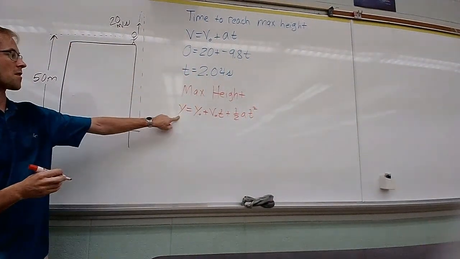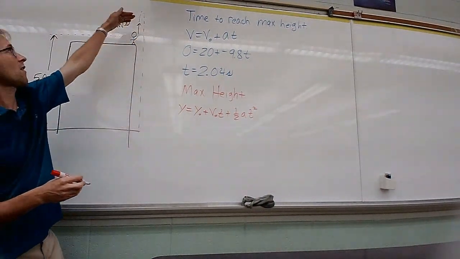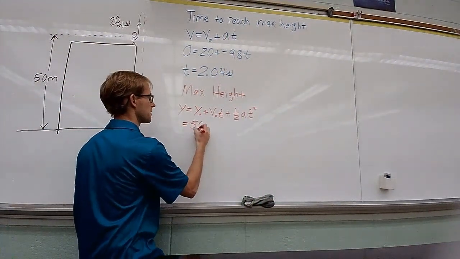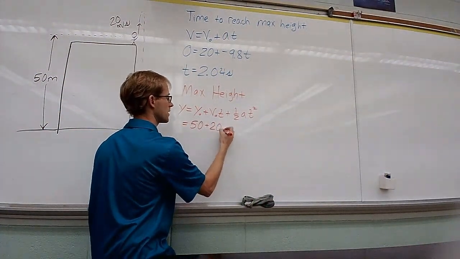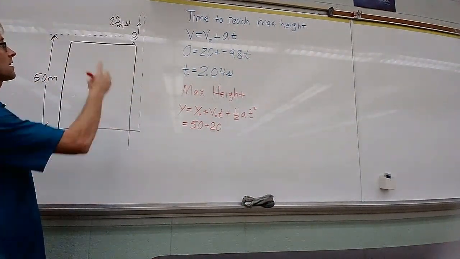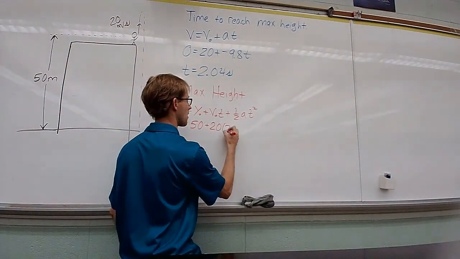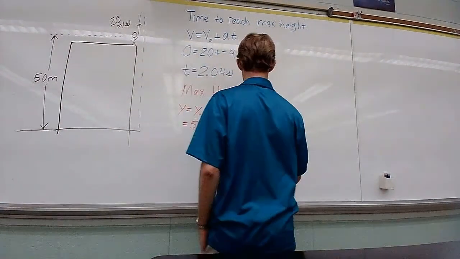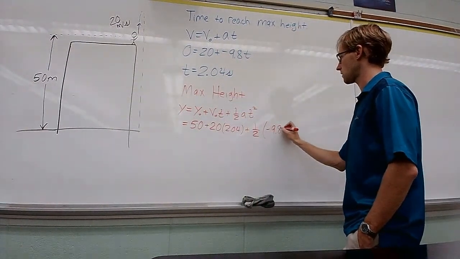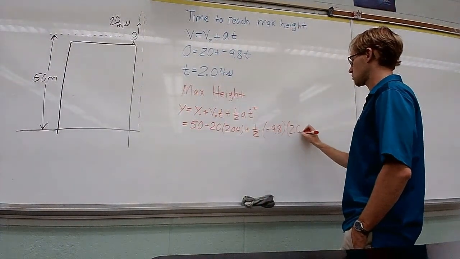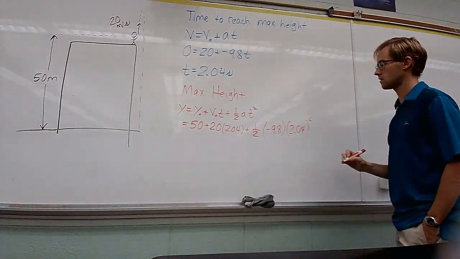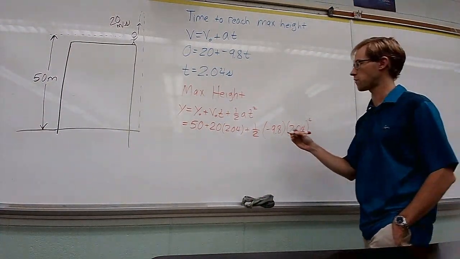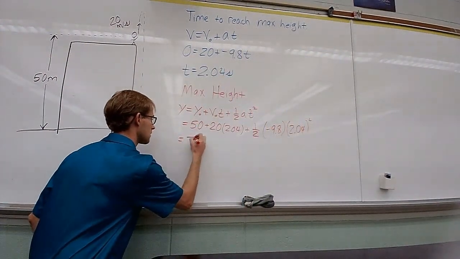So in order to solve for our maximum height, in other words our final height, how high it is when we get up to the top there, we need our original height, which of course is 50. Original velocity is 20. The amount of time it takes to get to that height is 2.04. We just calculated that already. Plus 1/2 times acceleration, which is negative 9.8, and t squared, that's 2.04. And as you guys found out, that's equal to about 70 meters. 70.4 to be exact.